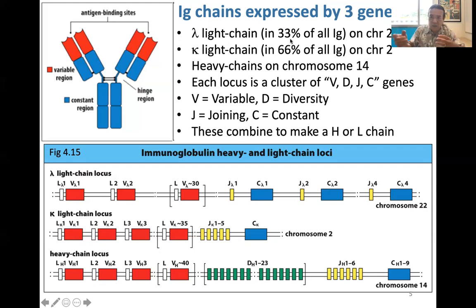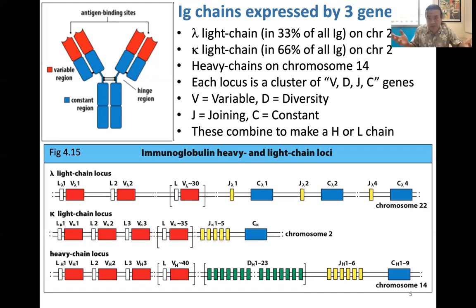33% of all the immunoglobulin molecules floating around your body use the lambda chain version of the light chains. The other 66%, the majority of immunoglobulins in your body, would have kappa light chains. We still don't know the difference, because at the end of the day, when it's all put together, they function exactly the same.